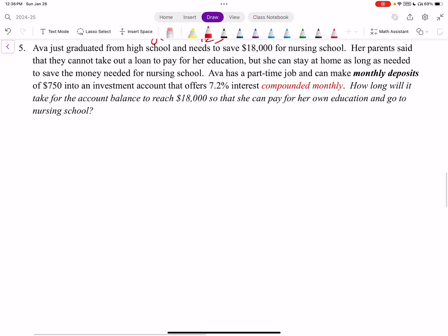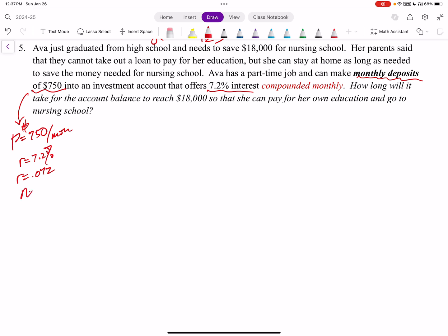Okay, Ava just graduated from high school and needs to save 18,000 for nursing school. Her parents said that they cannot take out a loan to pay for her education, but she can stay at home as long as needed to save the money she needs for nursing school. Ava has a part-time job and can only make monthly deposits of 750. Ooh, that's pretty good. Okay, so I know the periodic deposit is 750 per month, so it is a periodic investment. It offers 7.2%, which means it's 0.072.